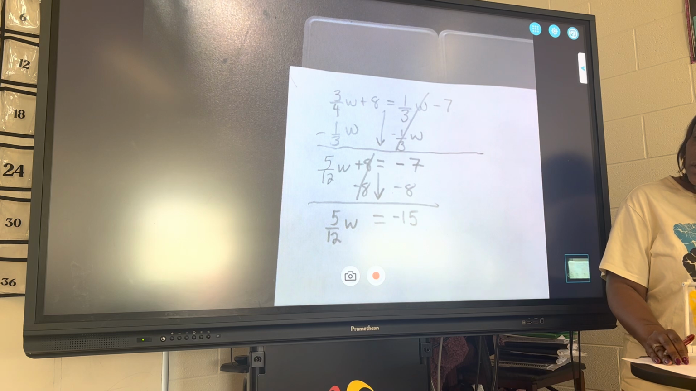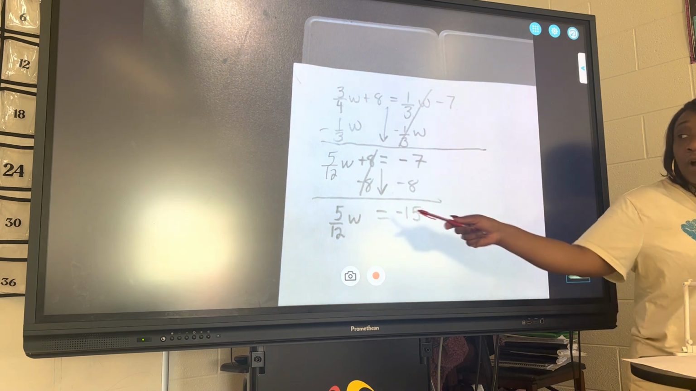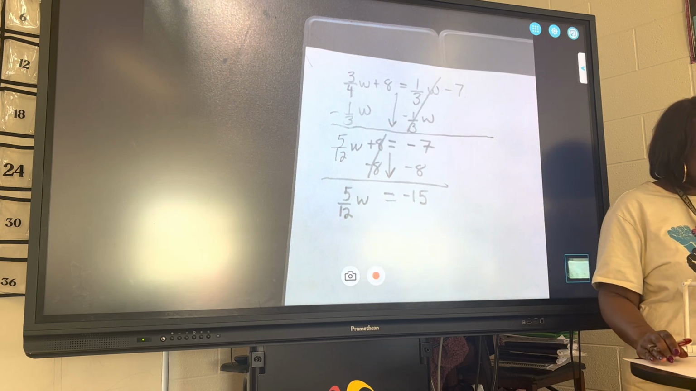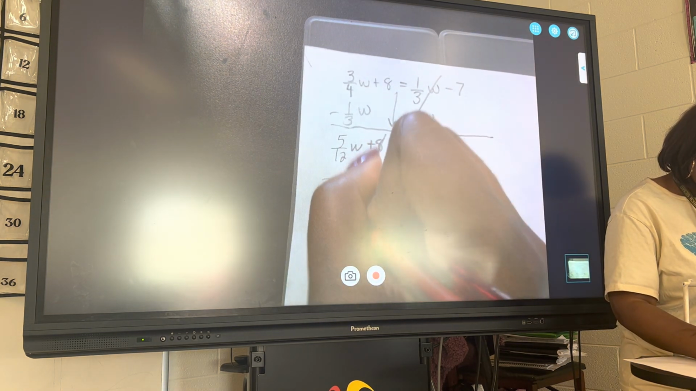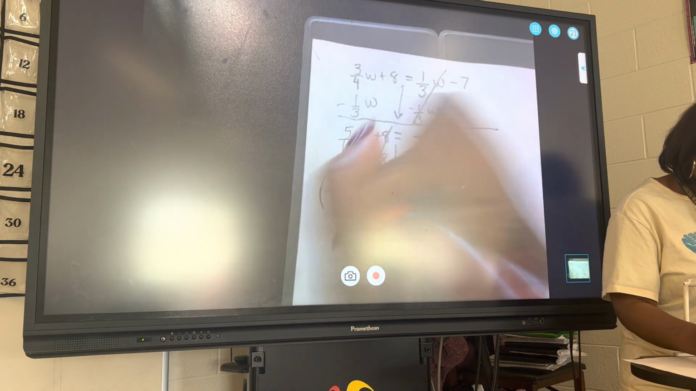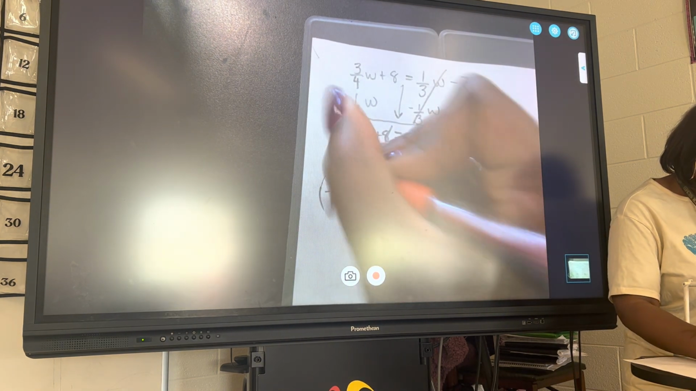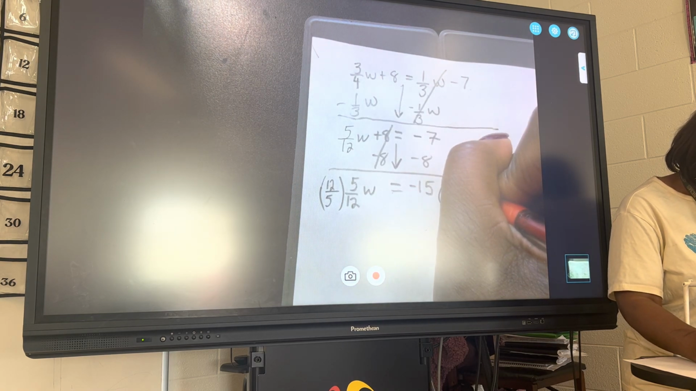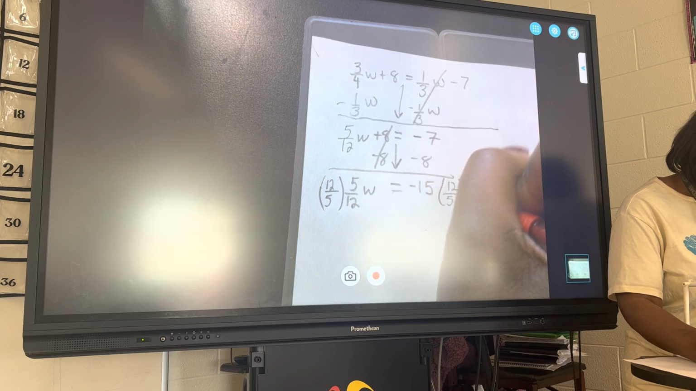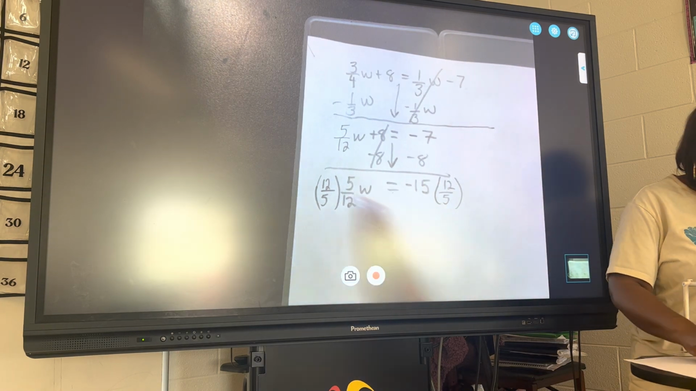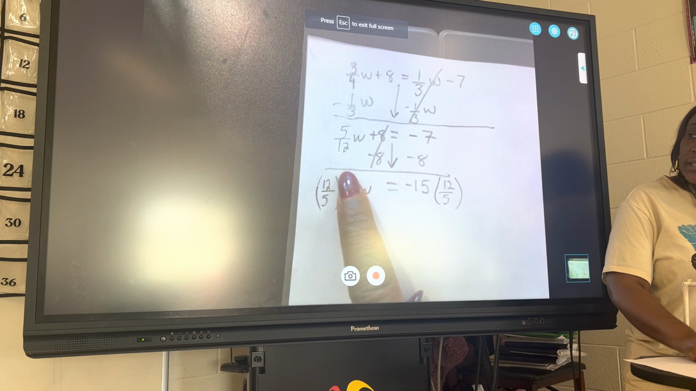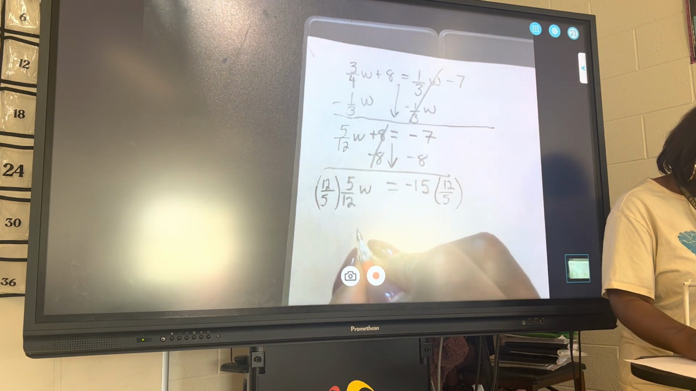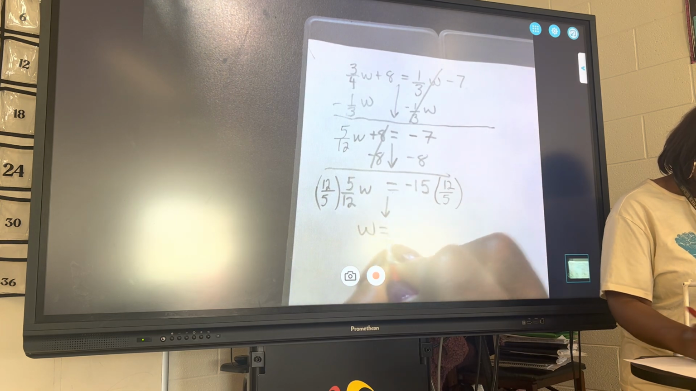Okay. So now, in order to get rid of the fraction, we multiply by the reciprocal. Do you remember what the reciprocal of 5 over 12 is? Reciprocal is when you flip the numerator and the denominator. So that is 12 over 5. So you're gonna multiply both sides by 12 over 5. Do you remember that now? Okay. So on the top, you're gonna get 60, bottom you get 60. 60 divided by 60 is 1. They cancel out anyway. So you're gonna be left with W here, okay?